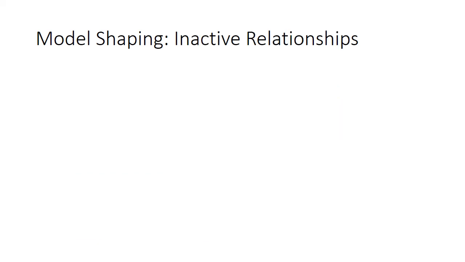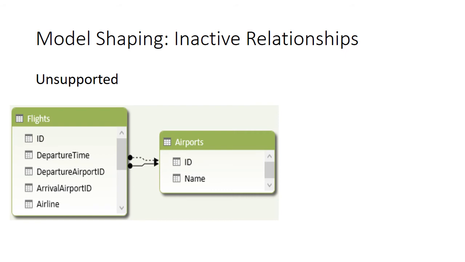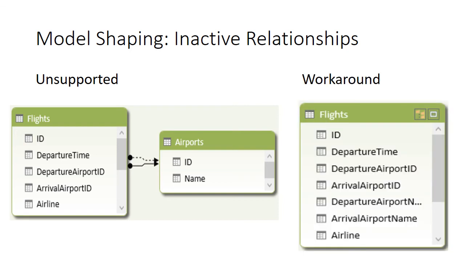The next bit of model shaping you may need to do involves inactive relationships. Power BI currently requires that there be only one active path between any two tables. So if you have, for example, a flights table which has a departure airport ID and an arrival airport ID, only one of those two relationships may be active. Since Power BI and Q&A do not yet support inactive relationships, for now you'll need to either duplicate the remote table or denormalize it into the main table. For example, in this case, you would pull in a departure airport name column and an arrival airport name column.